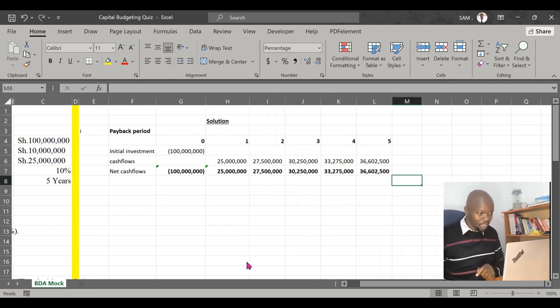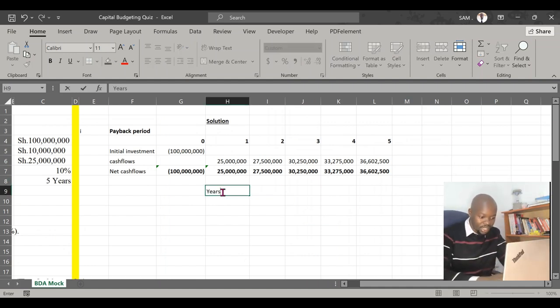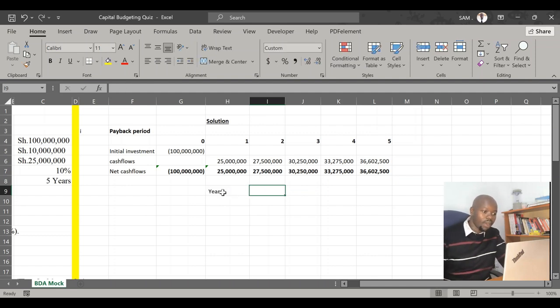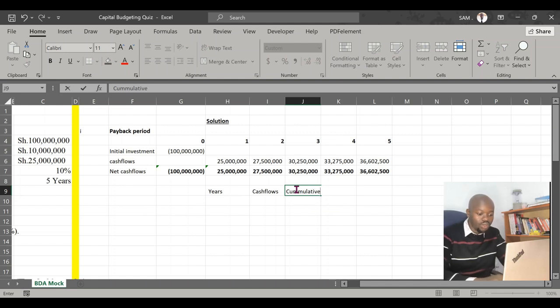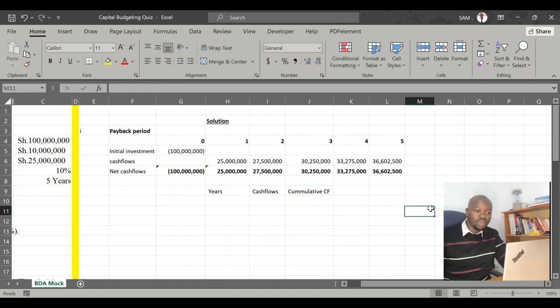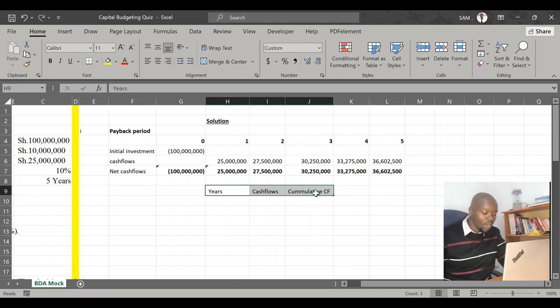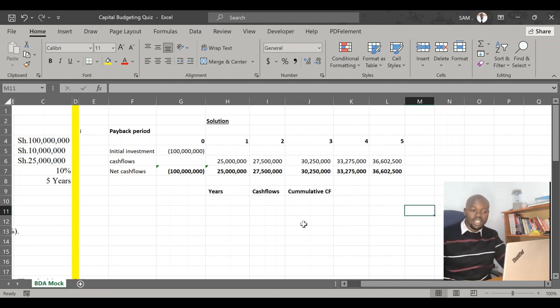Up to this point, to make our work easy to understand, I want to bring years here, and then the cash flows. The cash flows I'm talking about are the net cash flows in our case. Now, with the years and the cash flows, I would want us to also get the cumulative cash flows. As we do that, I want us to apply advanced Excel knowledge to make this easier.